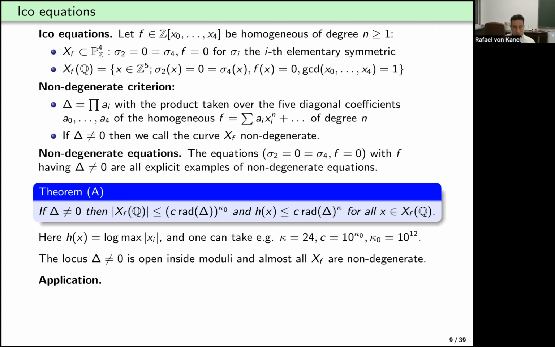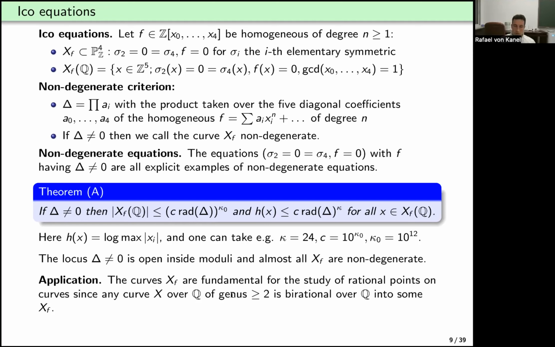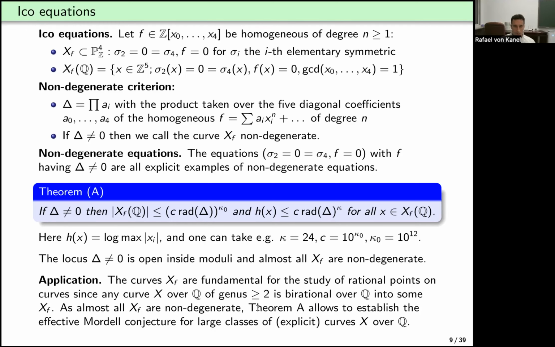And then one can somehow use this for applications in the following way. So I can use that actually these curves X_f are fundamental in the sense that any curve X over Q of genus greater or equal than 2 is birational over Q to some X_f. And then because we know that almost all of these X_f are non-degenerate, we can use this Theorem A to prove the so-called effective Mordell conjecture for large classes of explicit curves X over Q. So I will explain this application later in the talk.